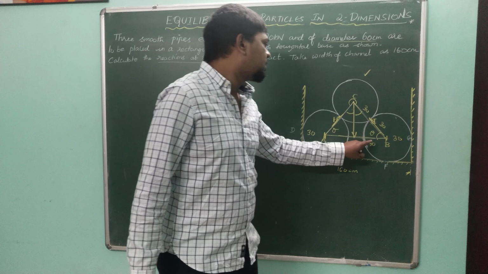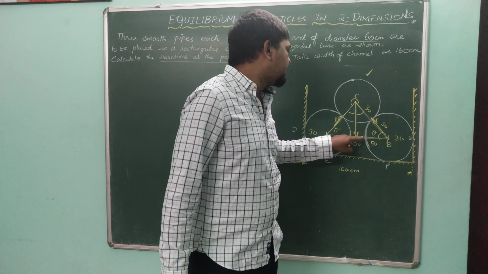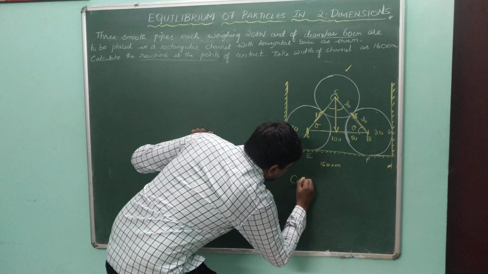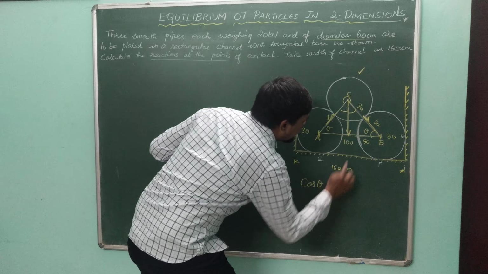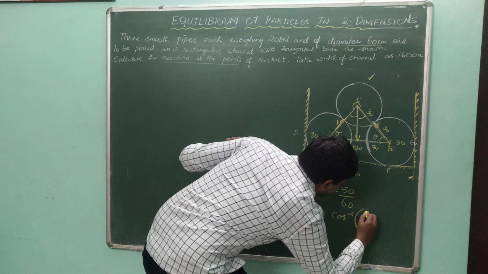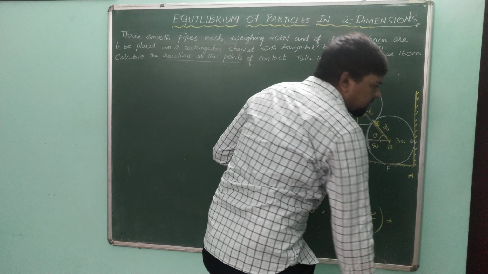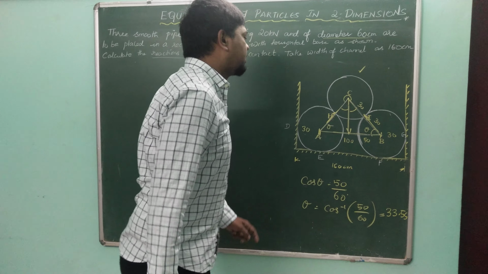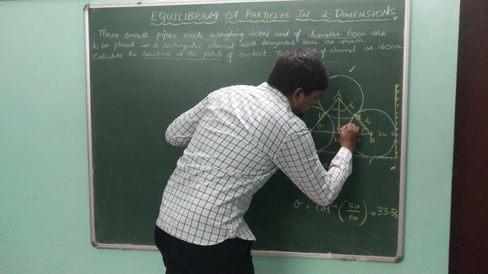So cos theta is adjacent side by hypotenuse. Cos theta is 50 divided by hypotenuse 60. That is, theta is cos inverse of 50 by 60. If you do the calculation, it is going to be 33.55 degree. So this theta value is 33.55. And this part, you know, it is going to be 90.